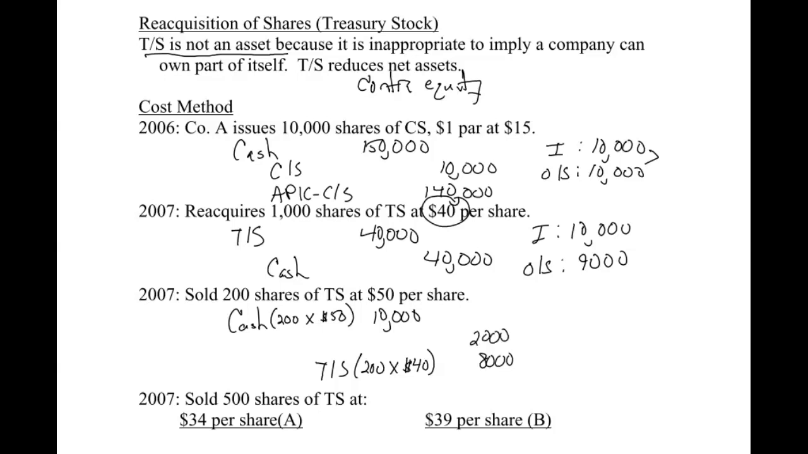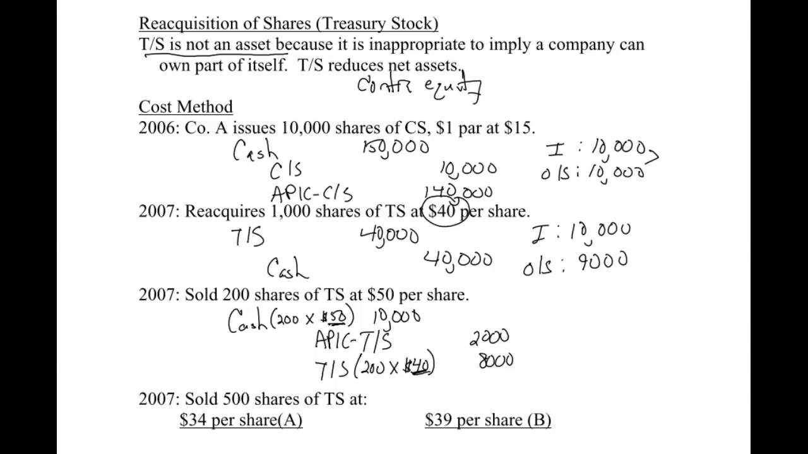A common mistake is students will sometimes say to themselves, I bought something here for 40, and then I sold it back for 50, so I have to have a gain. But remember, gains and losses deal with us buying and selling our assets. Remember, treasury stock is not an asset. So we're not recognizing a gain. We're just increasing our equity. It's a paid-in capital account, so paid-in capital for treasury stock. I just call it additional paid-in capital treasury stock.